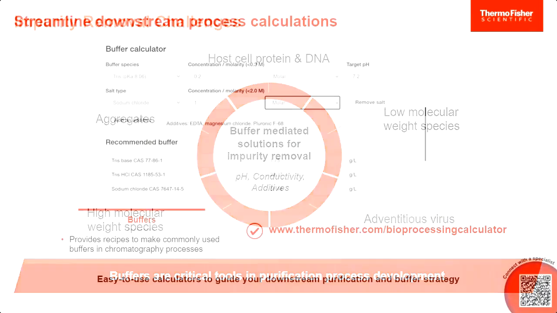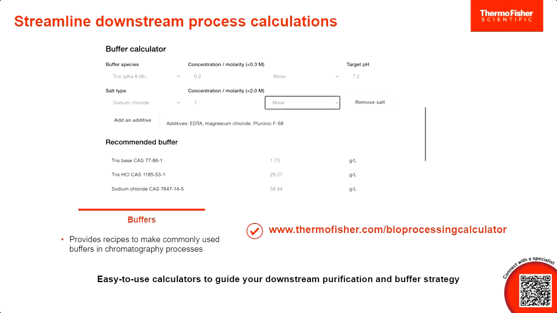Now that we have seen how buffers are essential for impurity removal, regulating parameters like pH and conductivity to selectively target contaminants, the next logical question is, how can we design these buffers effectively and consistently? That's where this buffer calculator that you are seeing on the screen becomes incredibly valuable. By simply inputting the buffer species, salt, and target pH, this tool calculates the exact quantities of each raw material required. This ensures precise and reproducible buffer preparation.